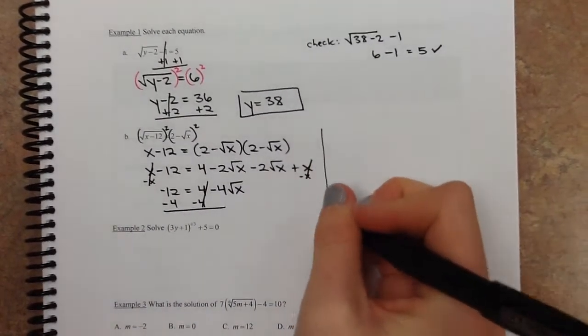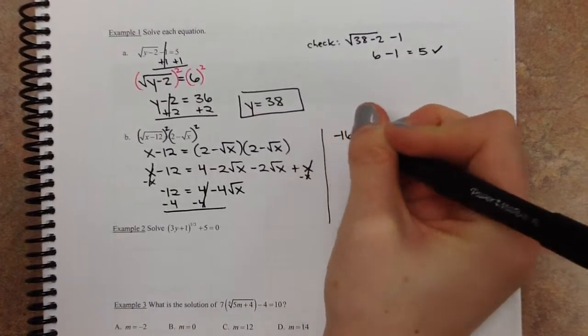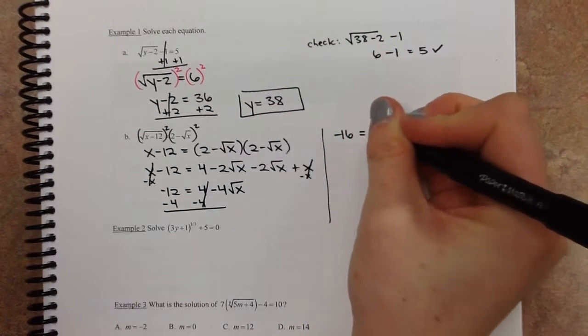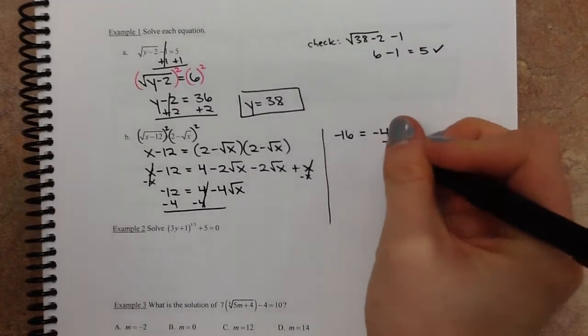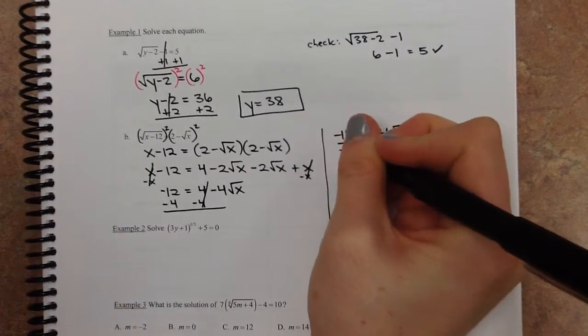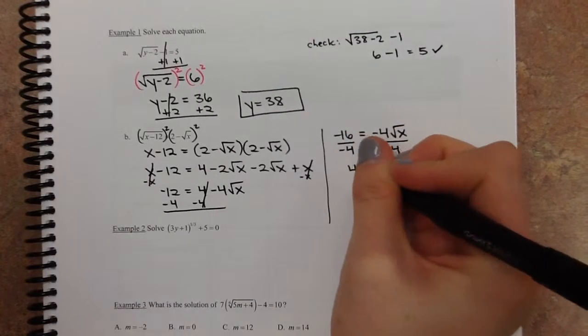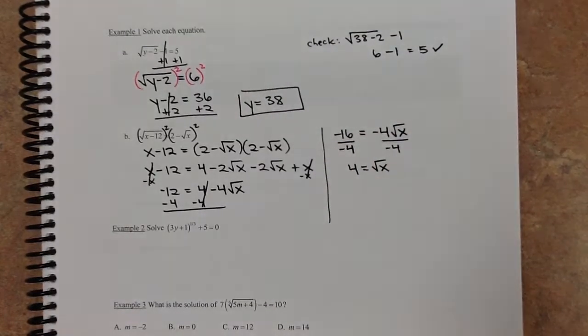I'm going to move my answer up here. So negative 12 minus 4 is negative 16 equals negative 4 root x. So next, to isolate it completely, I'm going to divide both sides by this negative 4. I get 4 on the left, I have root x still on the right. So now I can go through my second step, square both sides of the equation.